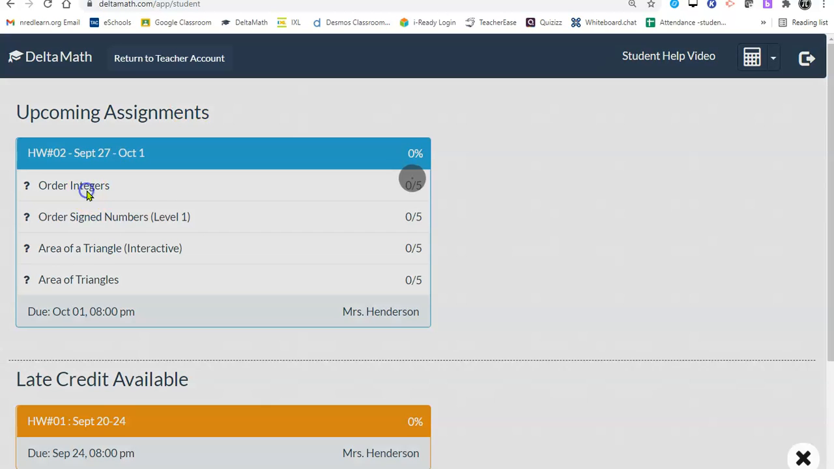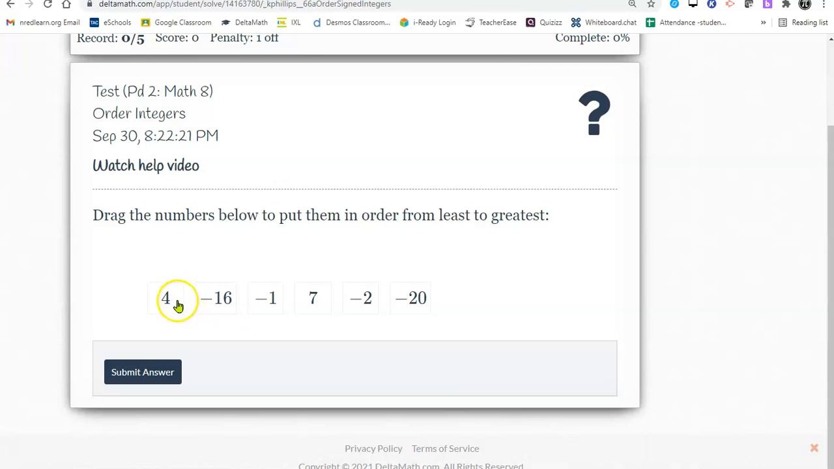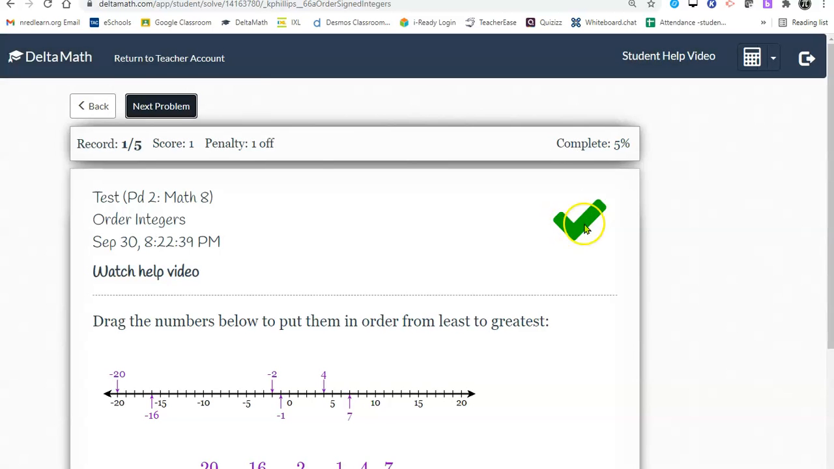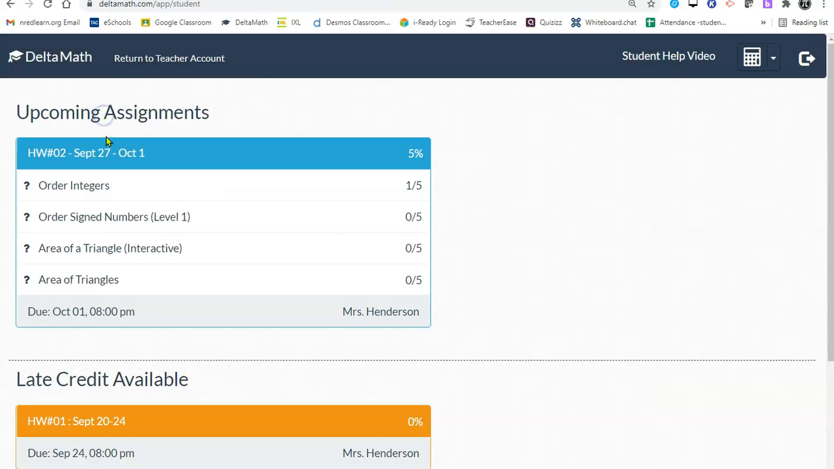The first one asks you to order the integers, in which case you will click and drag these orders, the order of these numbers, to make them fit how they should appear on a number line. Remember, as you're moving towards the left, the numbers get more negative, and as you're moving towards the right, the numbers get more positive. Once you submit, the green checkbox means you've got it right.